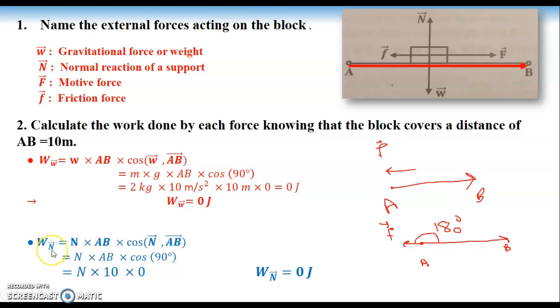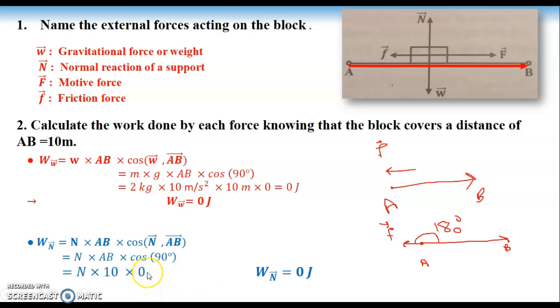Now the work done by the normal reaction of support is equal to the magnitude of the force times the displacement times cosine the angle between the N vector and the AB vector. Now N is not given. We are not given the magnitude of the normal reaction of support times AB times cosine 90. In this case, we are not interested in having the magnitude of the normal reaction of support, but I'm going to explain how we can find it. So far, because the N vector is also perpendicular to the displacement vector AB, it's not playing any role. The angle between them is 90 degrees and cosine 90 is 0. So again, the work done by the normal reaction of support is equal to 0 joules.